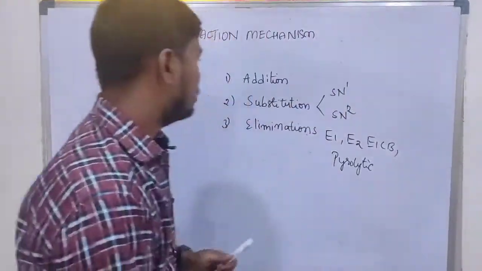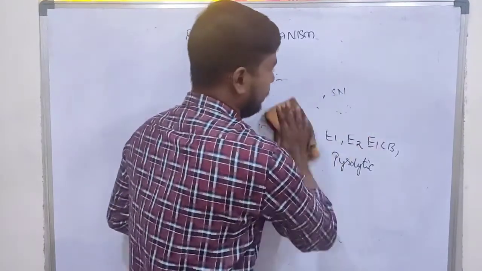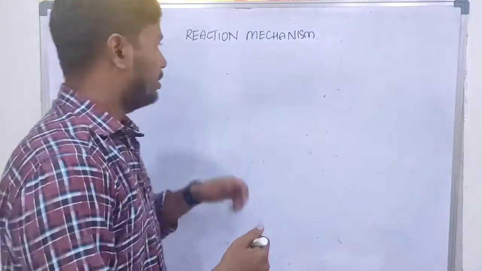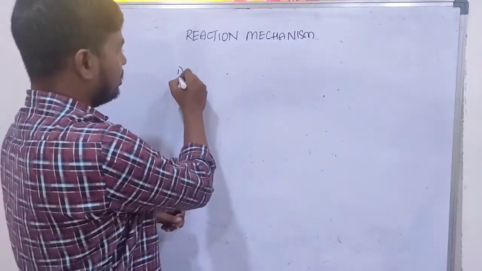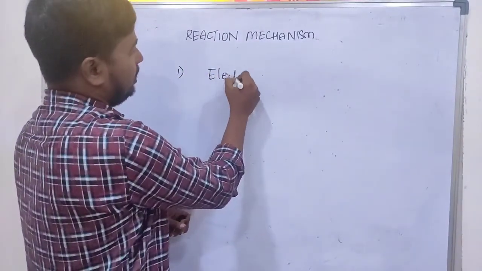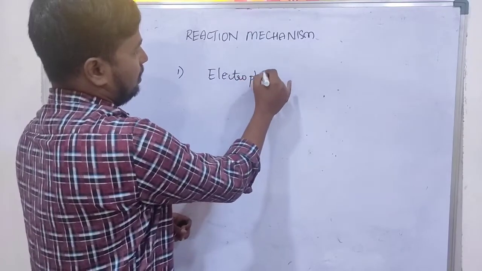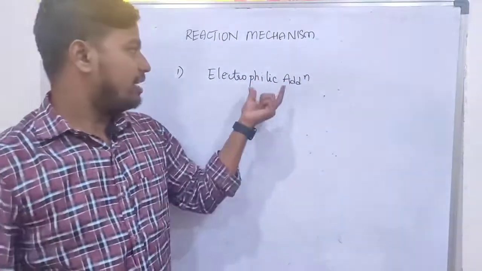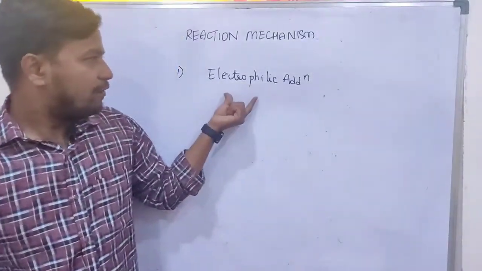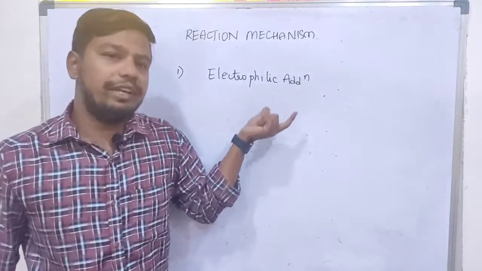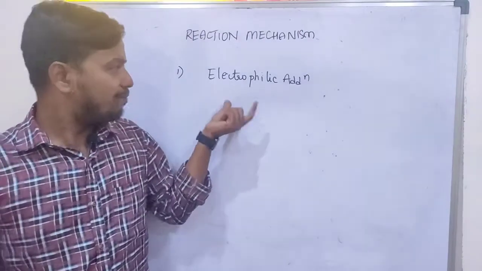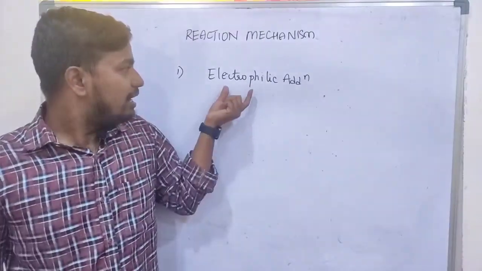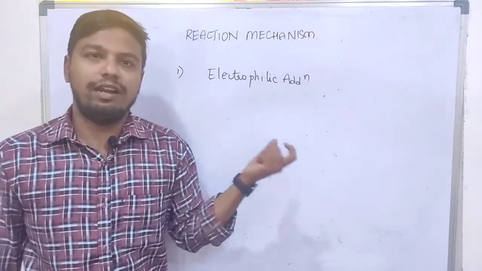The first addition reaction I want to take is the electrophilic addition reaction. Under addition reactions we are understanding electrophilic addition. Basically, electrophile and nucleophile are the two reagents. Under the electrophilic addition reaction we will see the addition of an electrophile.